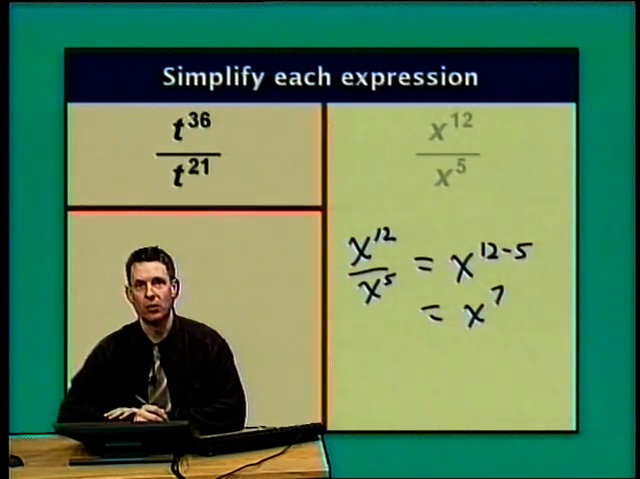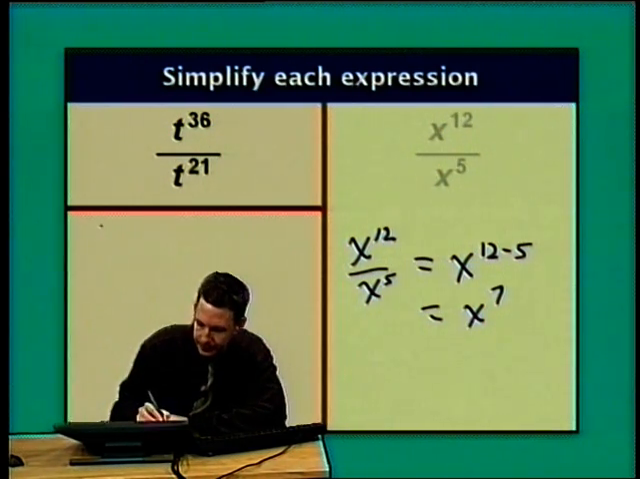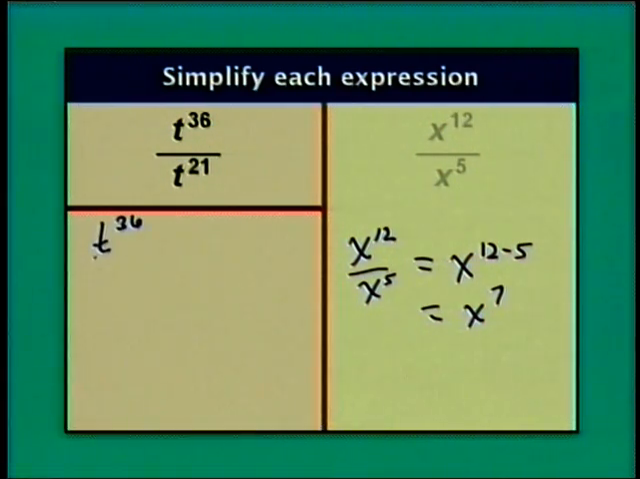Let's apply the rule to the expression t to the 36 over t to the 21st. T to the 36 over t to the 21st is equivalent to t to the 36 minus 21, and I'm pretty sure that 36 minus 21 is 15, so this simplifies to t to the 15th. Those 21 factors of t in the denominator canceled 21 factors of t in the numerator and left behind 15 factors of t in the numerator.